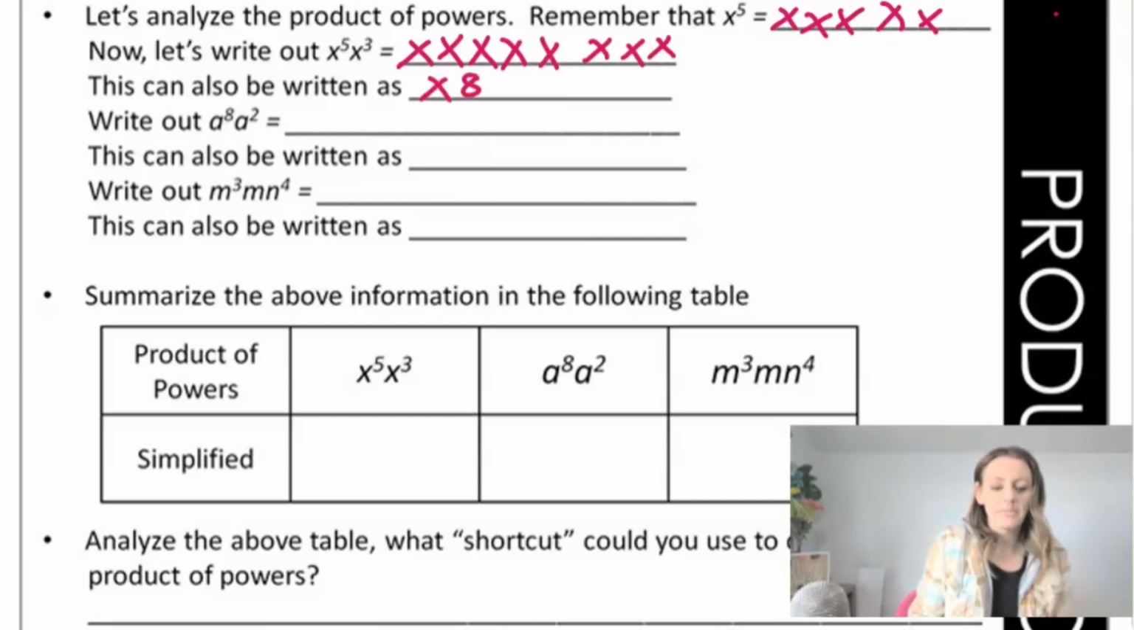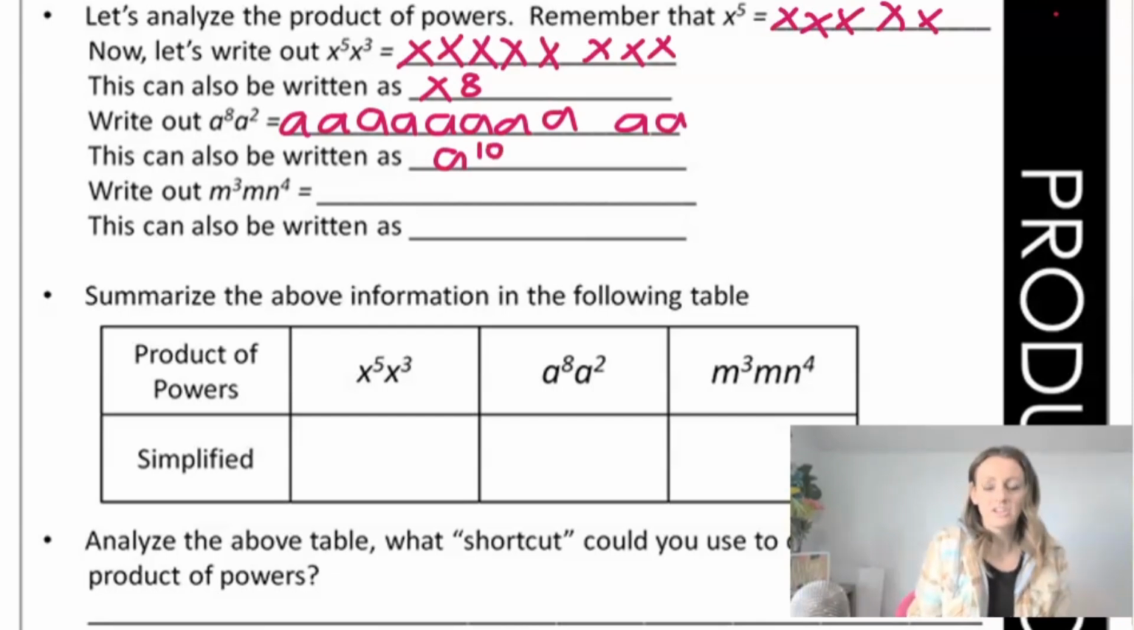And we would do the same thing here, a to the 8th times a squared. A to the 8th, well, that's 8 a's being multiplied together, and a squared is 2 a's being multiplied together, and all that multiplied together is a to the 10th. And I would do more and more examples of this, just writing them out.